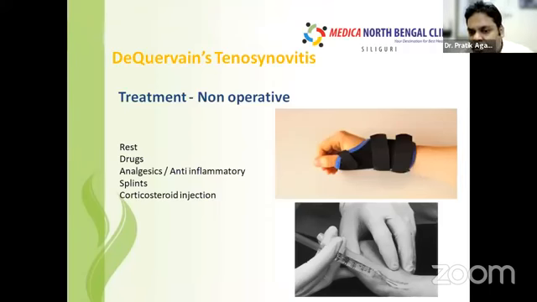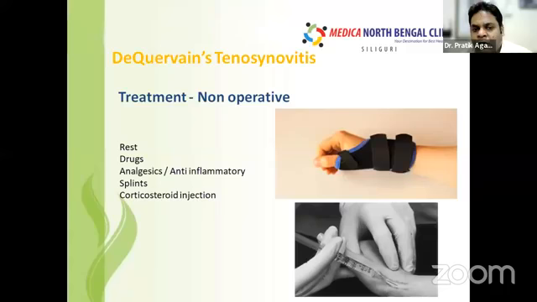The treatment is mainly conservative. We need to give a good amount of rest, which can be in the form of a thumb splint. Drugs are mainly analgesics and anti-inflammatories. We can also use ice compression. In some cases, when conservative treatment fails, we can give local corticosteroid injections. It is advisable to give only 1 or 2 shots, because multiple injections can lead to a tear of the tendon, which is a disaster for the patient.